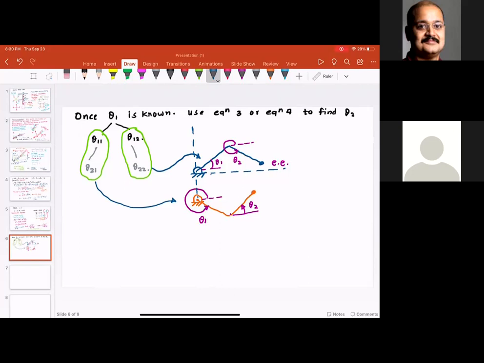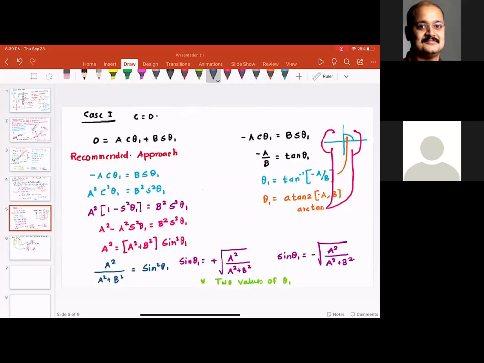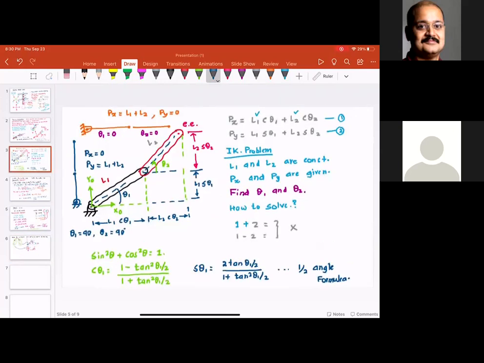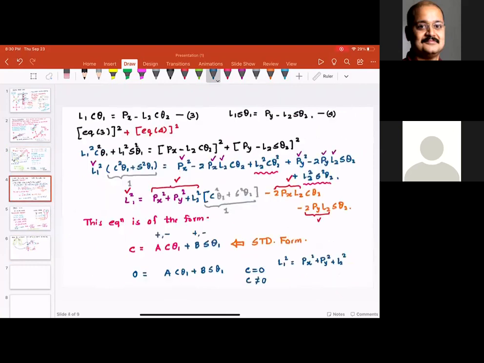Everyone understood the first part of the inverse kinematics problem? Any question here? Let me reiterate, we just looked at case 1, wherein we formulated the inverse kinematics problem. After the substitution, it became a problem in the standard form. In the standard form, there are two subcases: one is C is equal to 0, and the other is C is not equal to 0, which means the right hand side is 0 and the right hand side is non-zero.